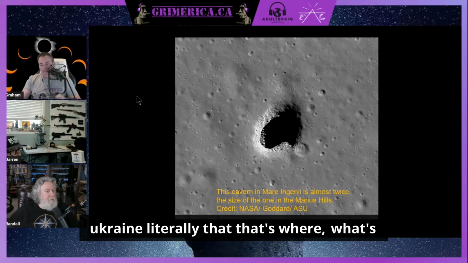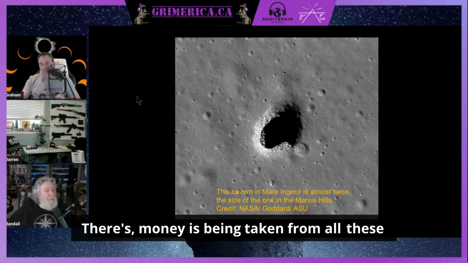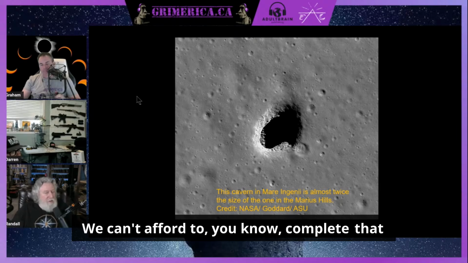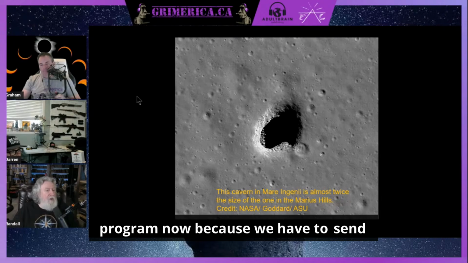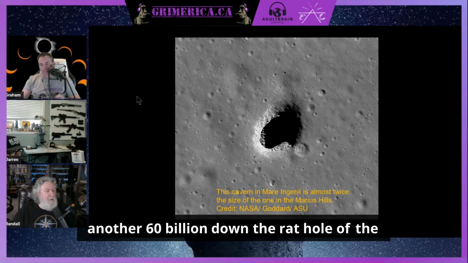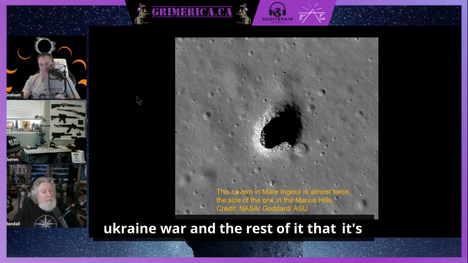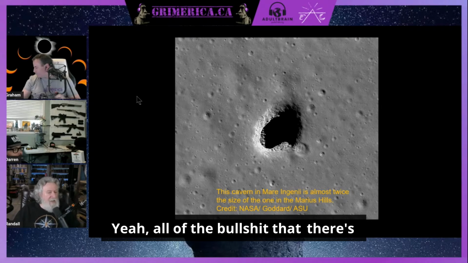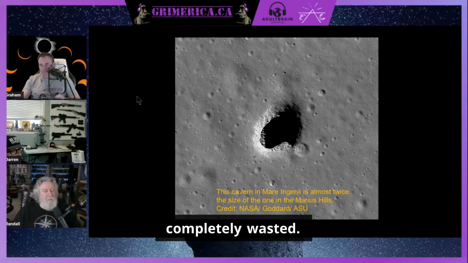Literally, that's what's happening. Money is being taken from all these other places. We can't afford to complete that program now because we have to send another 60 billion down the rat hole of the Ukraine war and the rest of it. It's probably also going to continue with climate change and military, all of the bullshit that they're completely wasting.